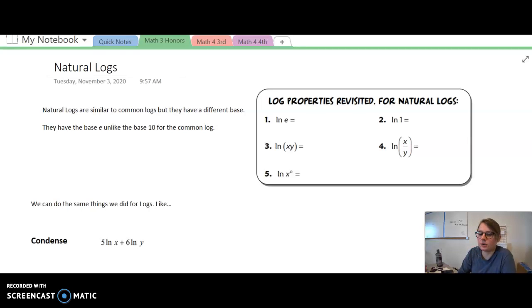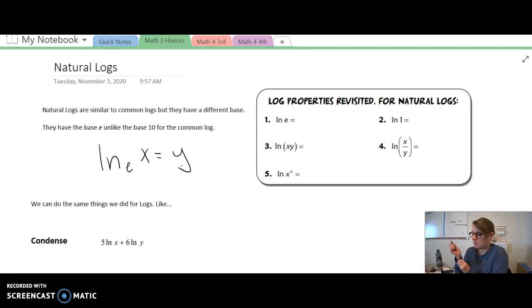Hey guys, so today we're going to talk about natural logs. Now natural logs are similar to common logs, but it's just that they have a different base. They have the base e, unlike the base 10. So if I were to write this out, I have the natural log with a base e of x equals y. So that's how natural logs look.